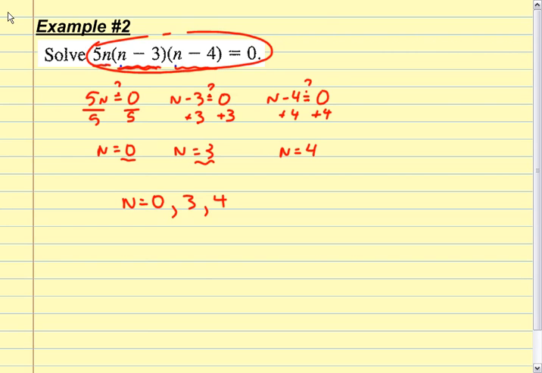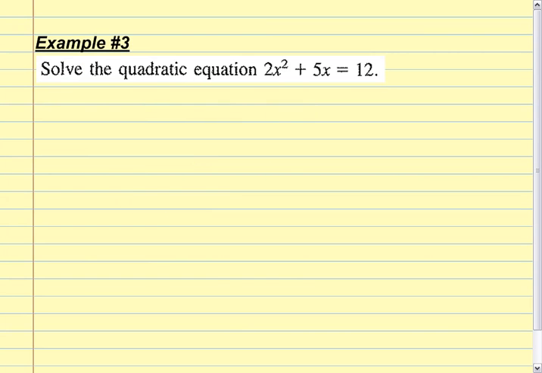Nice job. Hey, let's keep rolling. Look at the next one. This one says solve the quadratic equation 2x squared plus 5x equals 12. Now, this is a little bit different. This one hasn't been factored yet. The first thing that we have to do is get everything on one side. So I'm going to get 2x squared plus 5x, and I'm going to subtract 12 from both sides. Minus 12 is equal to 0.